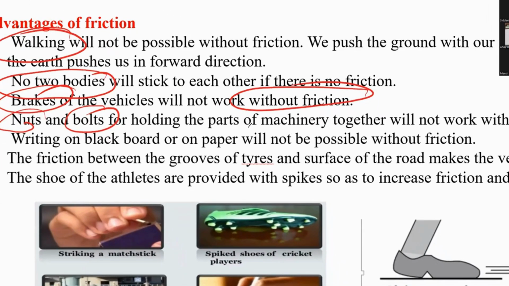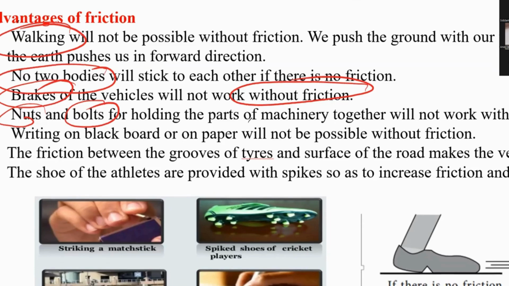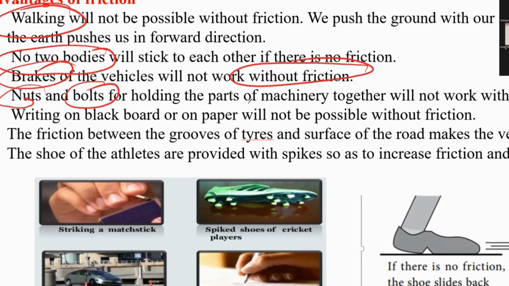Whenever you write on the blackboard, there is friction between the chalk and the blackboard. That's why you are able to write. If there is no friction, what will happen? The chalk will slip. You won't be able to write. Every time it will slip like this. So if you want to write on a blackboard or whiteboard, there should be some friction, right? Now, have you seen your shoes from the back side? They have grooves like this. That is to increase the friction.